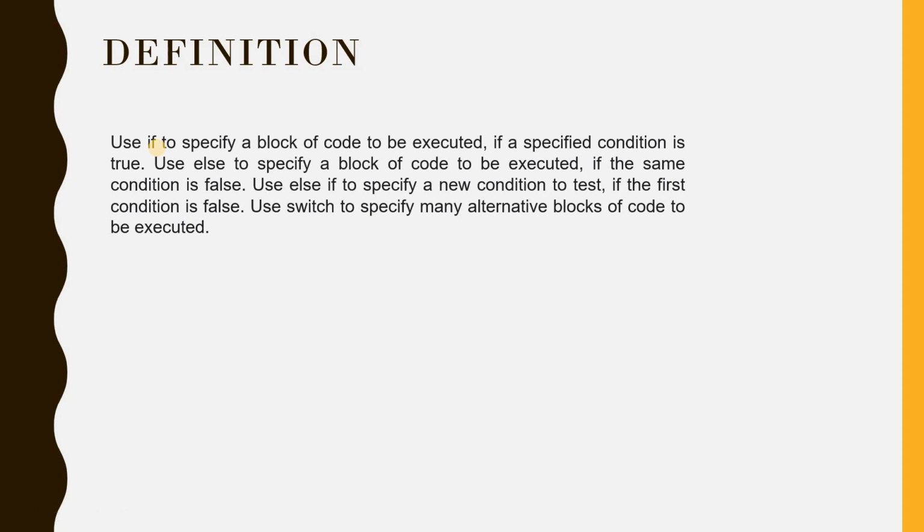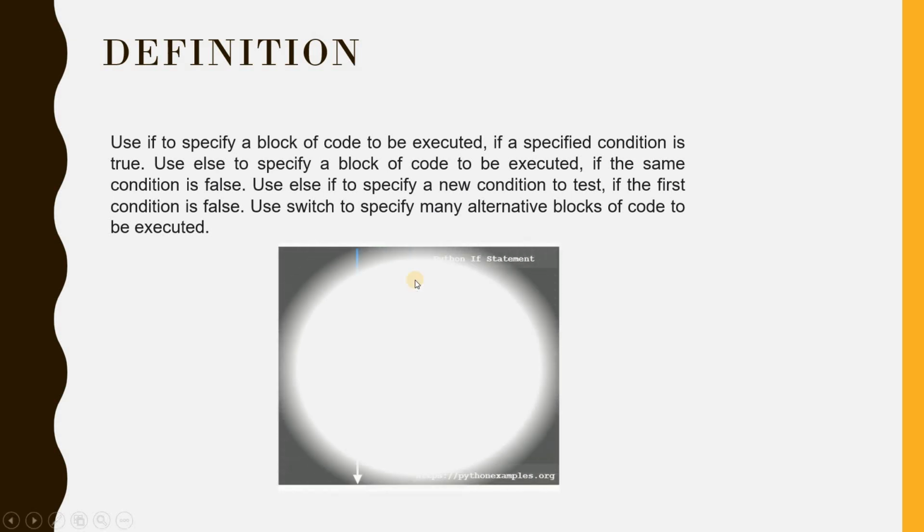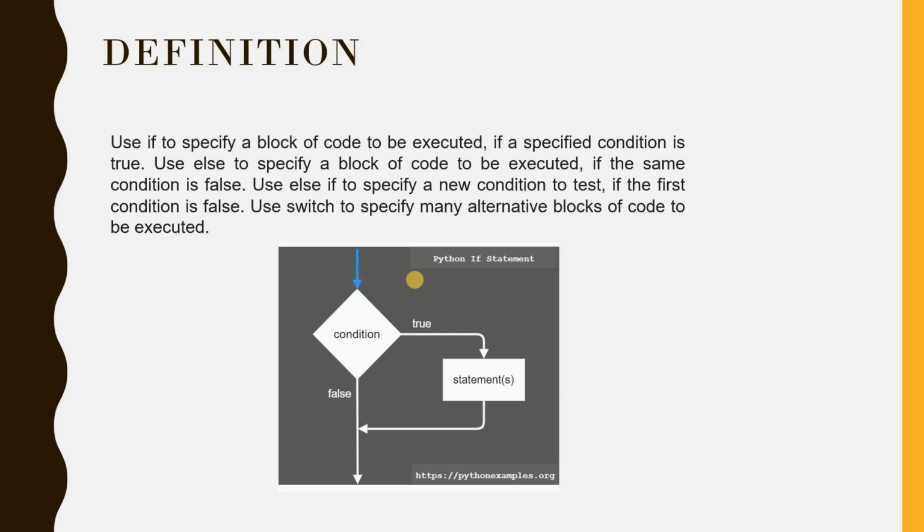Specify a block of code to be executed, which means in Java we use the curly bracket syntax to execute a block of code. If the specified condition is true, we need to print the true statement. Use else to specify a block of code to be executed if the condition is not true. We print the else statement, which means the false statement.